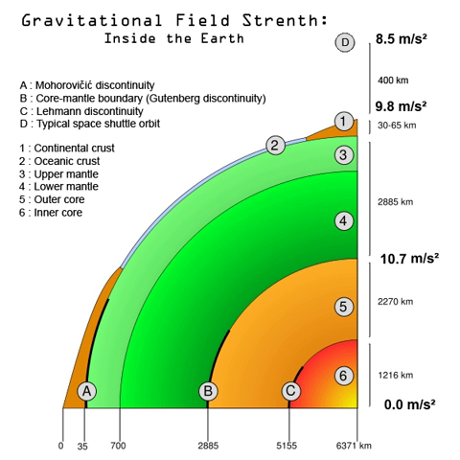Where F is the gravitational force acting between two objects, M1 and M2 are the masses of the objects, R is the distance between the centers of their masses, and G is the gravitational constant.